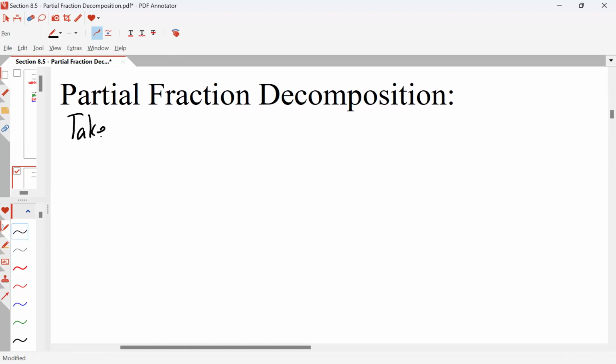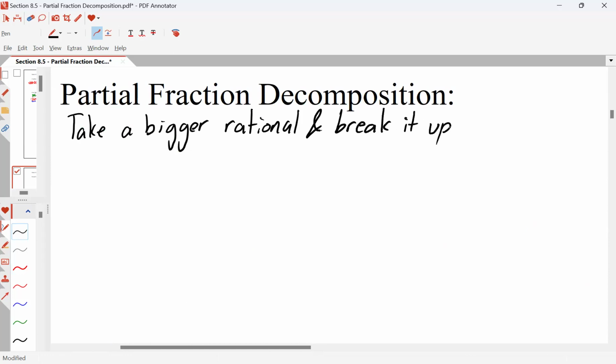So I will write out what I said. Take a bigger rational and break it up into smaller fractions. And what those smaller fractions will initially have is some unknown coefficients.